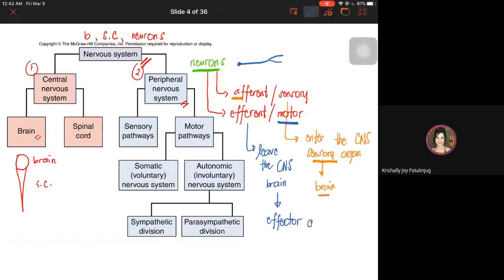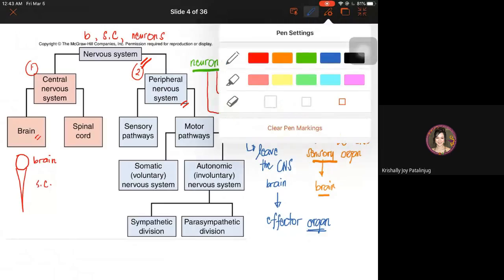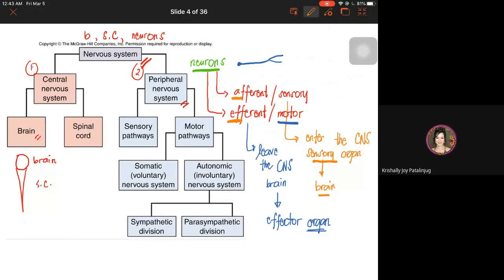Again, when we say motor neurons this time, it now carries impulses mula sa brain towards, or going to the effector organ. So, mula utak papunta sa inuutusan niyang organ, yung mismong organ na mag-a-adjust sa situation, yung mismong effector organ, yung organ na mag-produce ng effect or response. So these are the two classes of neurons, including their differences. Again, we have afferent and we have the efferent neurons.